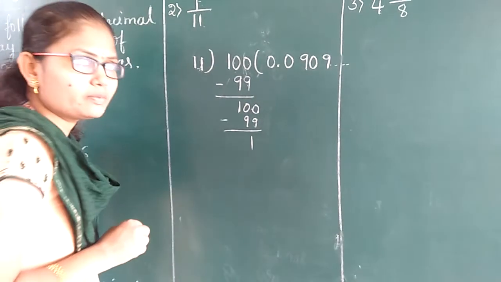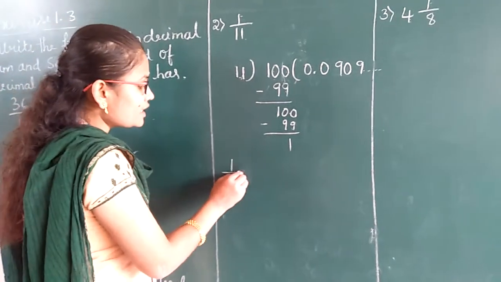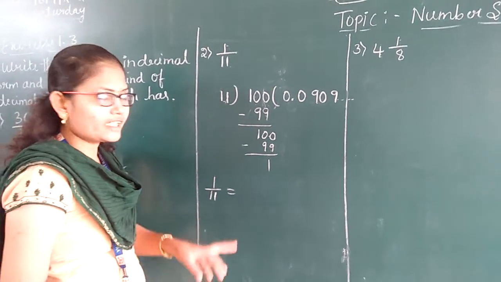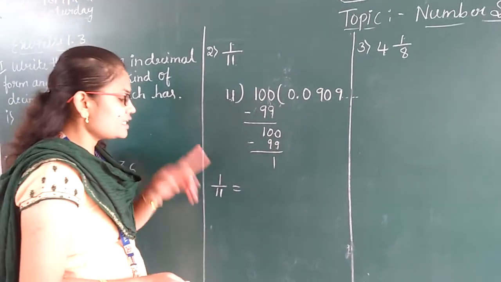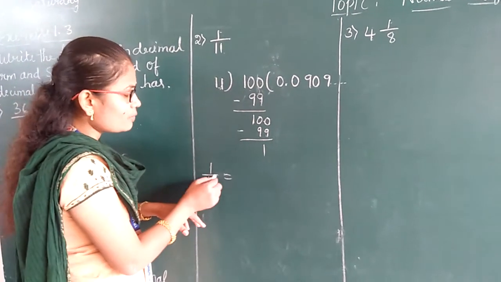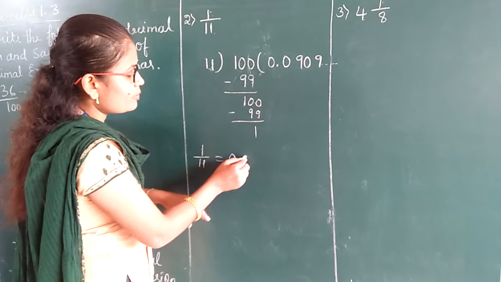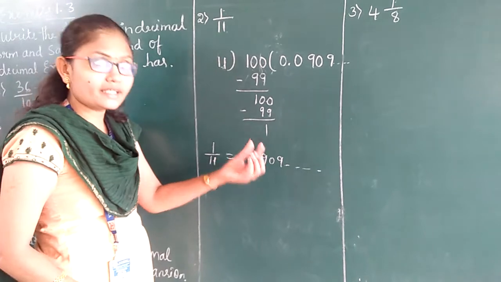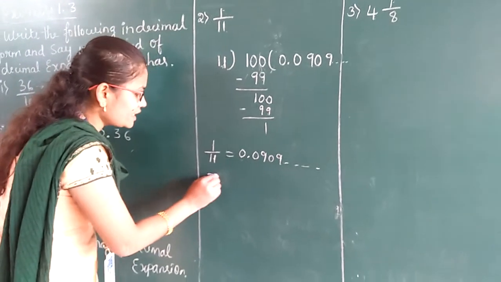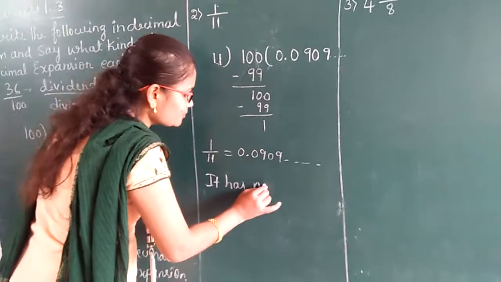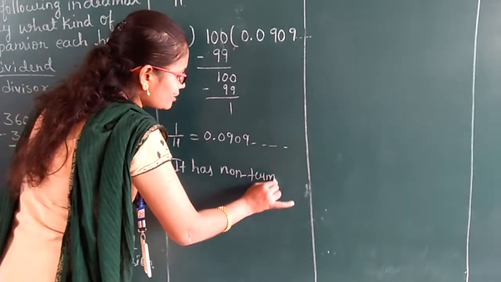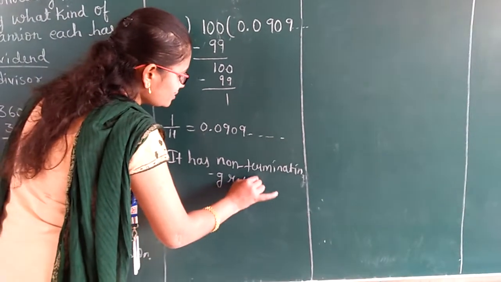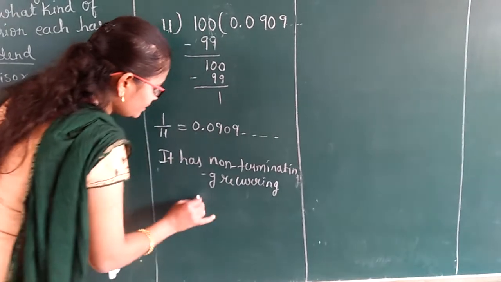So what type of decimal expansion does it have? It has a non-terminating recurring decimal expansion. 1 by 11 is equal to 0.0909 and so on. So it is a non-terminating recurring decimal expansion.